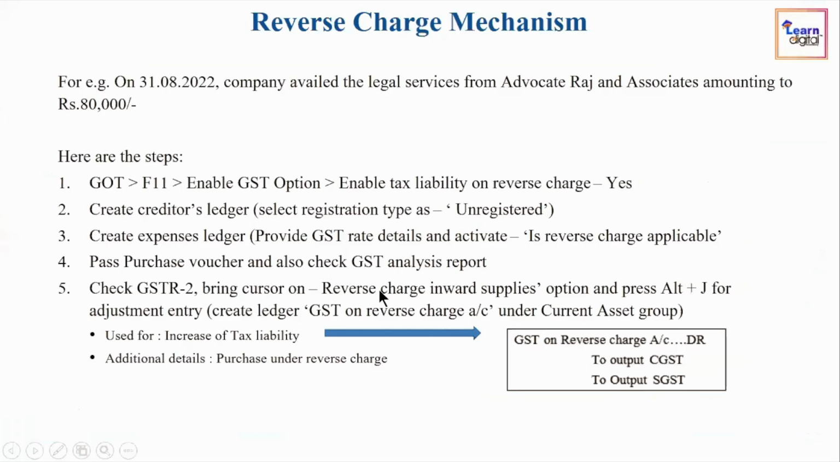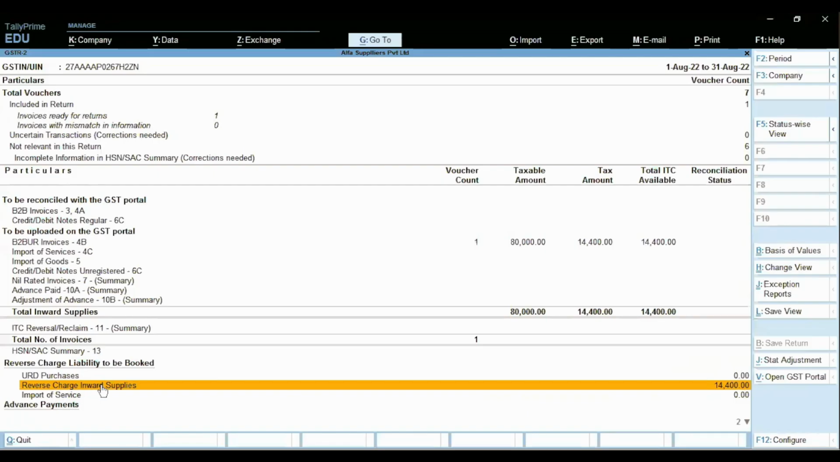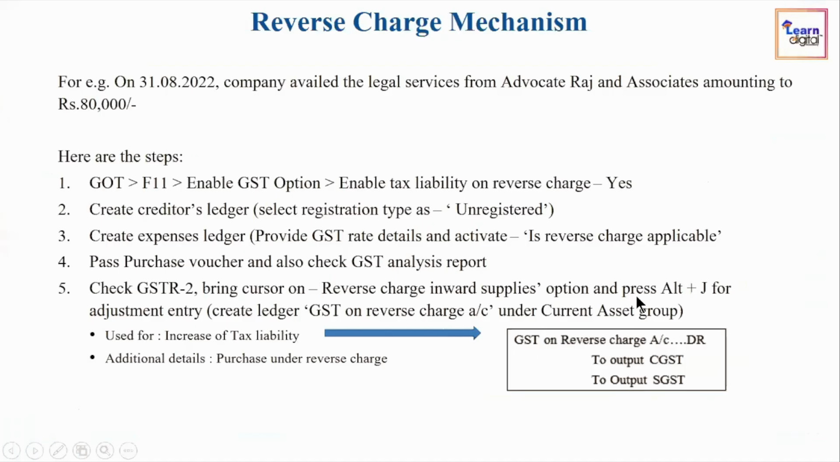Bring your cursor on the reverse charge inward supplies option that we have done. We have brought our cursor. See the yellow line, it is highlighting that option. So bring your cursor on this, and now press Alt J for adjustment entry.